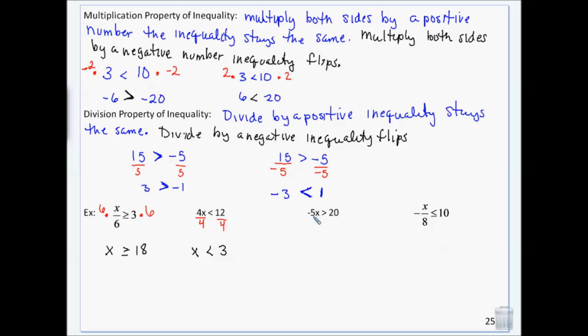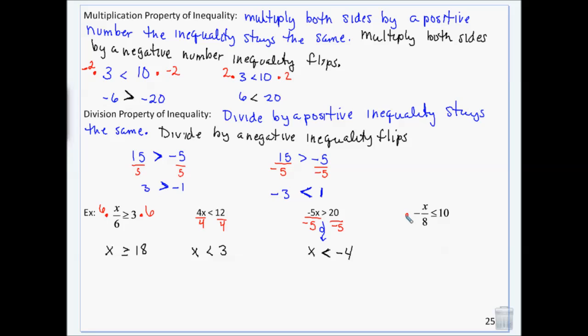Here I have -5x is greater than 20, so I have to divide by a negative. And since I divided by a negative, I'm flipping that inequality. So I just kind of do that as a reminder to flip it. It's like doing a somersault in the middle of air.